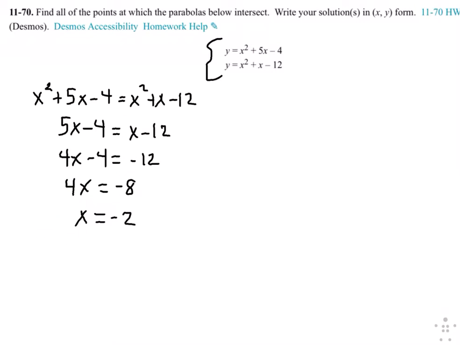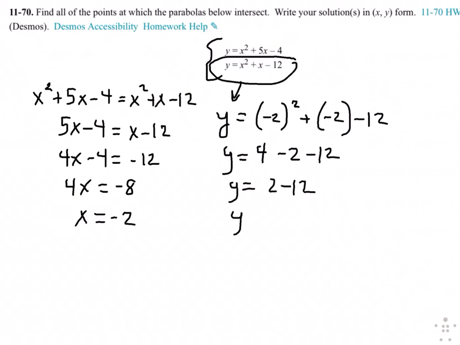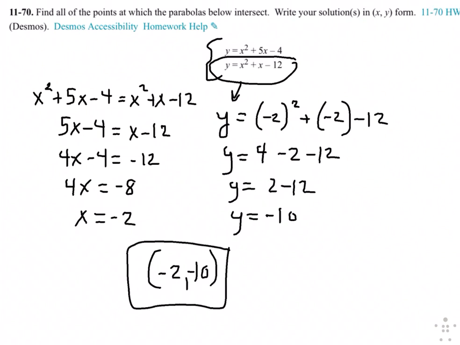Now I have to substitute into one of these two equations. Doesn't really matter. Let's use this one, right? So y equals negative 2 squared plus negative 2 minus 12. So y equals 4 minus 2 minus 12. Y equals 4 minus 2 is 2, minus 12. Y equals negative 10. So at negative 2, negative 10, these parabolas intersect.